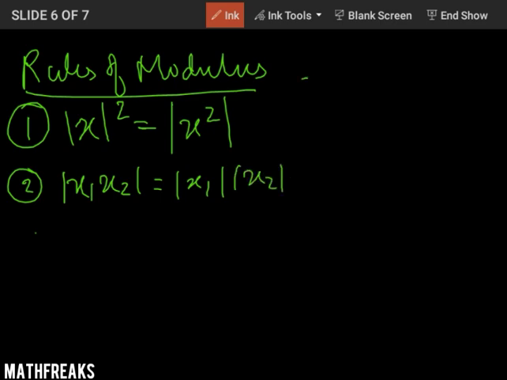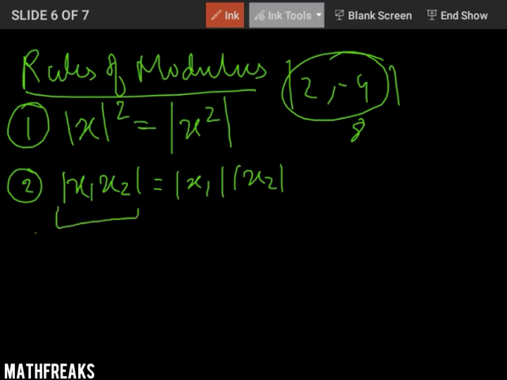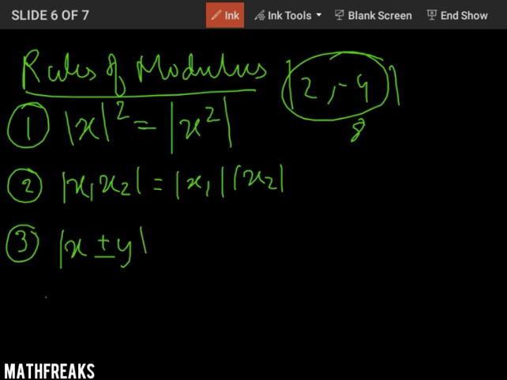For example, say 2 and -4 multiplied. If you multiply and then take the mod, you are going to get 8, and if you do the individual mod of the numbers, you are also going to get 8. Now is it only applicable for two numbers? No, this is applicable for n numbers, any number of numbers, this is possible.